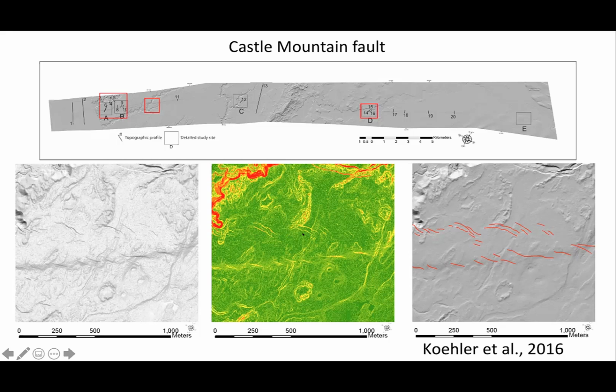So that's another feature typical of reverse faults, this hanging wall deformation or flexural slip faults in the hanging wall. As an anticline builds above the fault, you have extension in the hanging wall. And then on the right is an interpretation of some of those scarps shown in red.